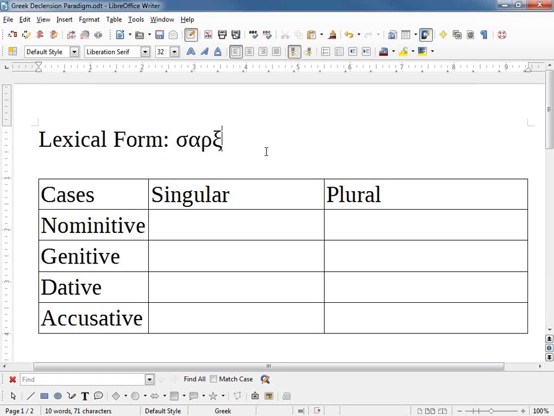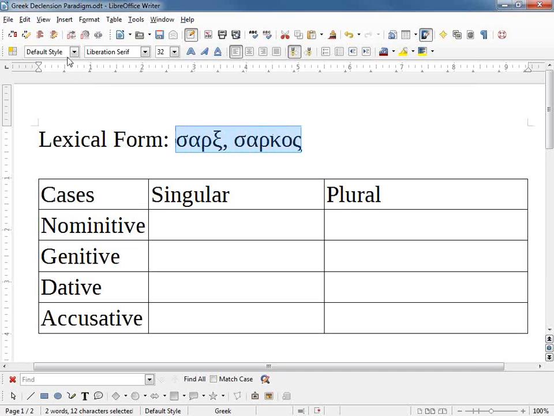But remember with third declensions, that is not the stem, because the stem is hidden in the nominative singular, remember? And so I'm going to give you the genitive singular next, which is sigma, alpha, rho, kappa, omicron, sigma.